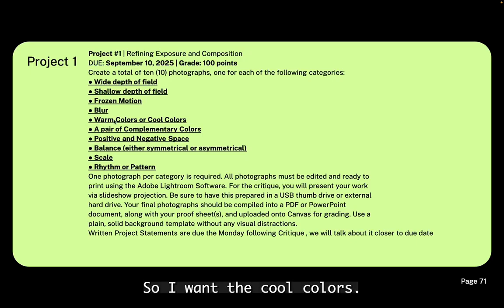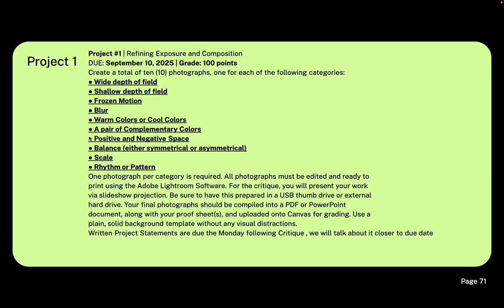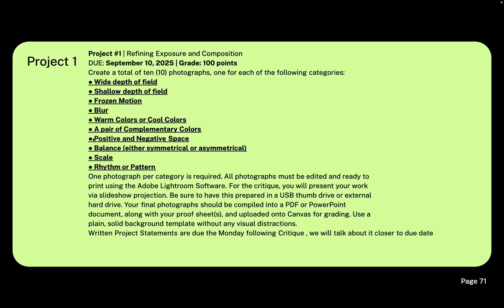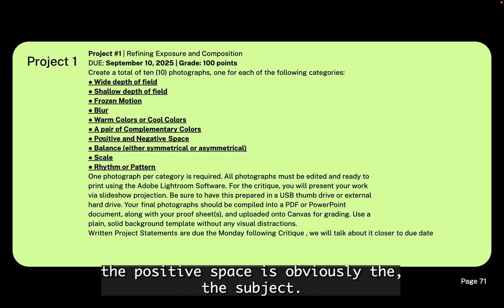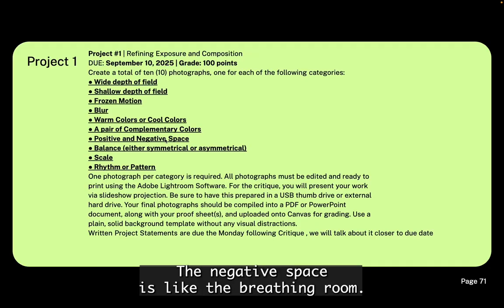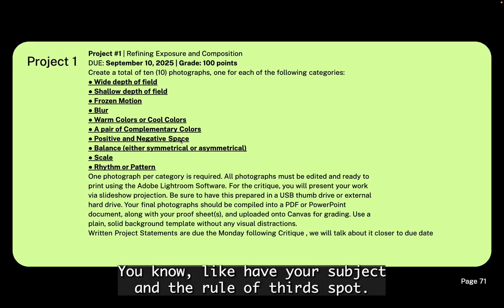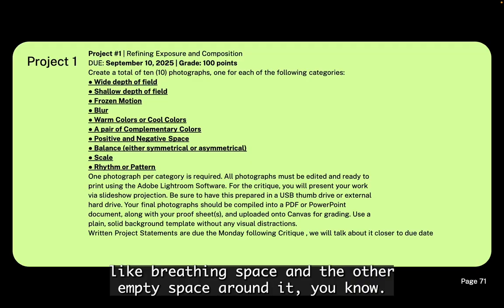But yeah, so I want the cool colors, the warm colors, the pair of complementary colors, positive, negative space. Remember, we talked about visual weight. So when it comes to positive space and negative space, the positive space is obviously the subject. The negative space is like the breathing room. So this will be easy if you follow the rule of thirds, like have your subject in the rule of thirds spot, and then make sure that there's breathing space and the other empty space around it.